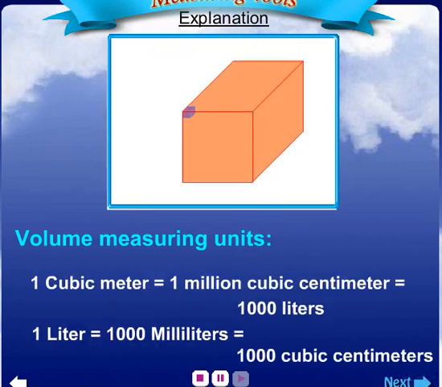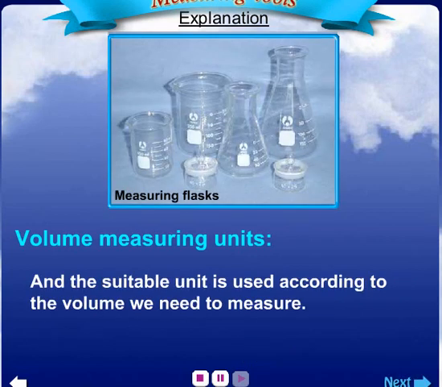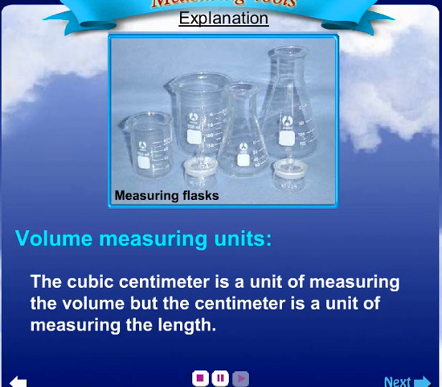1 cubic meter equals 1 million cubic centimeters, that equals 1000 liters. 1 liter equals 1000 milliliters, that equal 1000 cubic centimeters. And the suitable unit is used according to the volume we need to measure. The cubic centimeter is a unit of measuring the volume, but the centimeter is a unit of measuring the length.